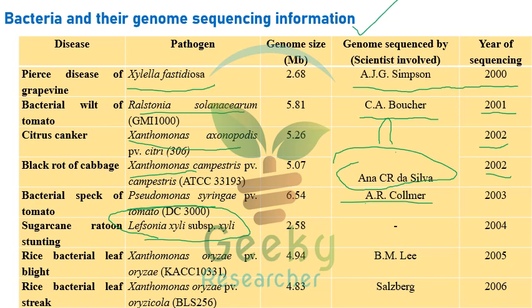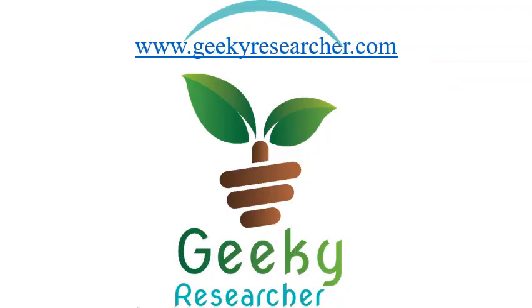Rice bacterial leaf blight, Xanthomonas oryzae pathovar oryzae. It was sequenced by B.M. Lee. I think this question was asked in 2019, I'm not sure. Sequenced in 2005. Rice bacterial leaf streak, Xanthomonas oryzae pathovar oryzicola, which was actually sequenced by Salzberg in 2006. So these are all the probable questions, or topics, that we can expect a few questions on for NET.